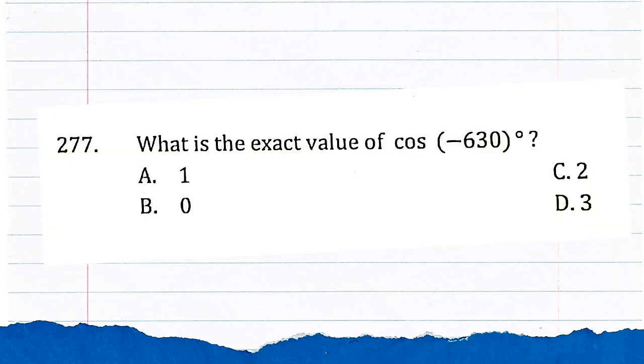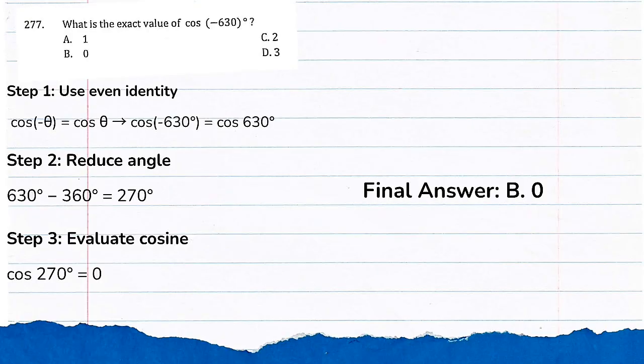For the second question, what is the exact value of cosine negative 630 degrees? A. 1, B. 0, C. square root of 3 over 2, D. square root of 3. To solve, step 1, use the even identity. Cosine negative theta is equal to cosine theta. So cosine negative 630 degrees is equal to cosine 630 degrees.